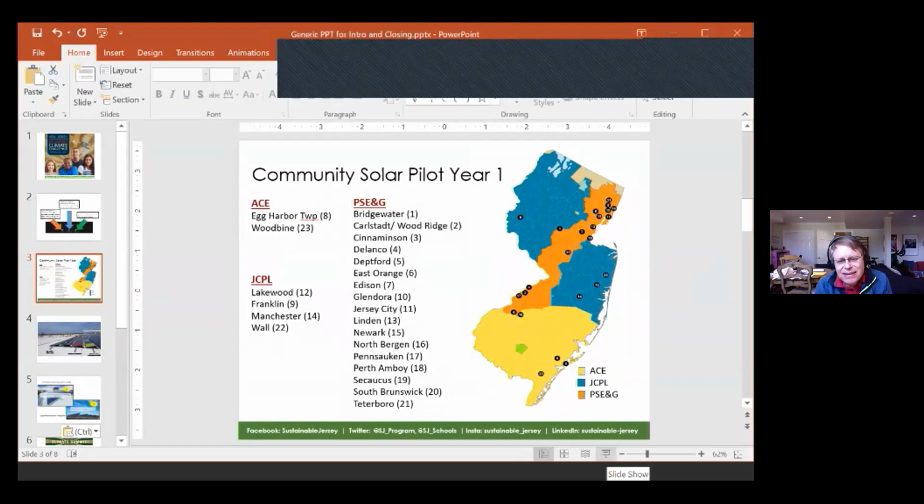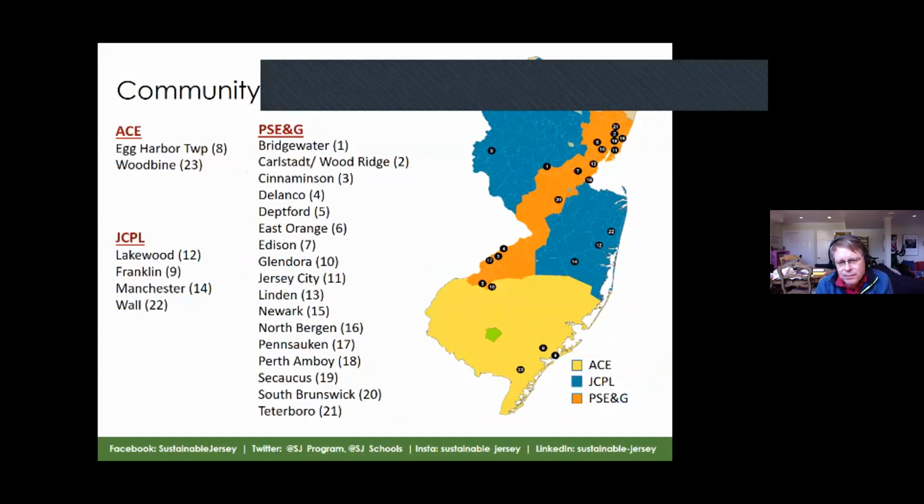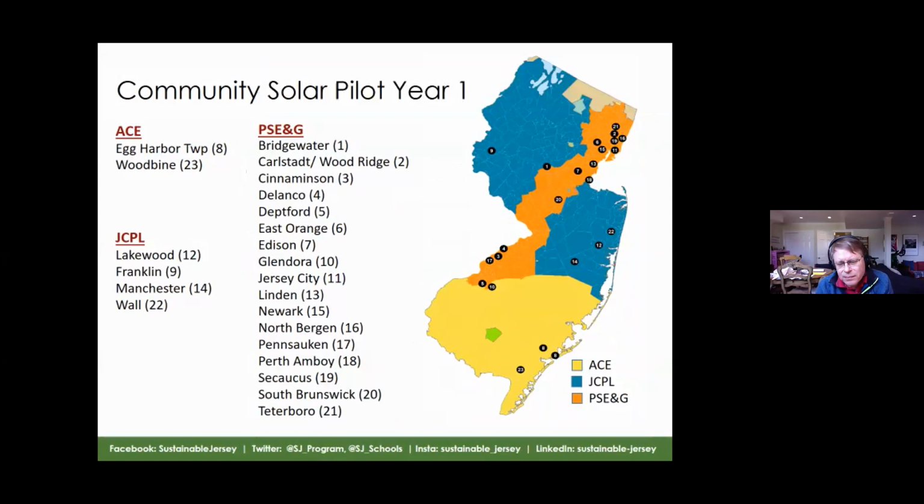Just in case you all are interested, these are the current projects that have been approved in New Jersey. There are some down in Atlantic City Electric service territory, and several in JCP&L and PSE&G. Most of these, and correct me if I'm wrong, Stephen, are still being constructed. I think one up in Perth Amboy is the first one that the governor did the ribbon cutting for last week or so. It switched on, but these are the projects that are currently being built.